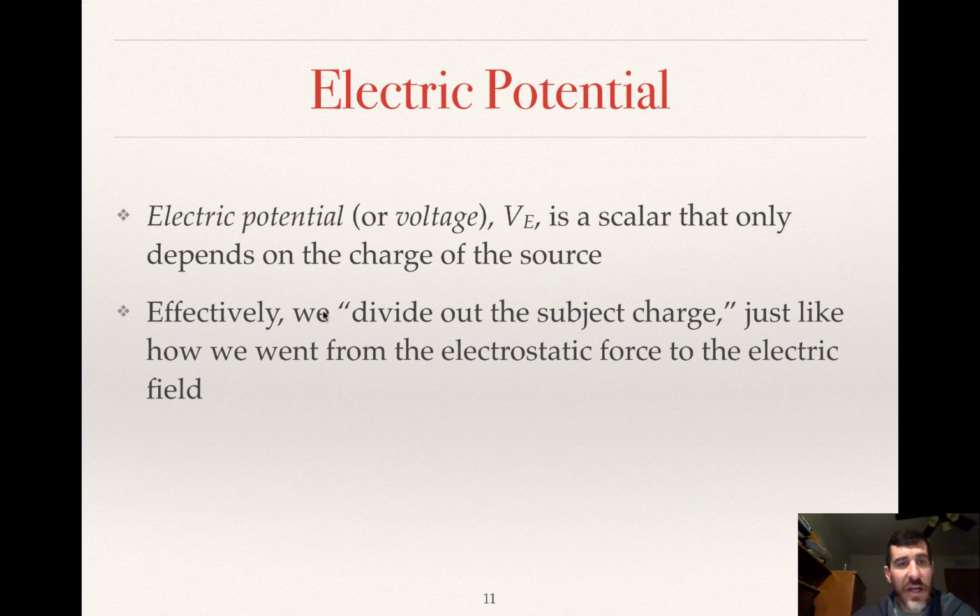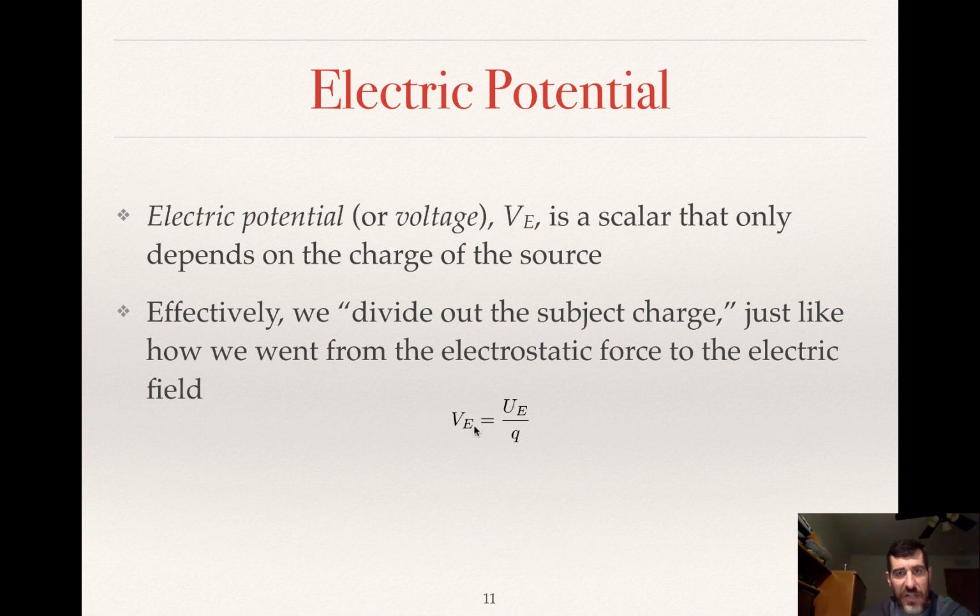So effectively, if you remember, we had the electric force, which was Coulomb's law, k Q1 Q2 over r squared, and we divided out one of those charges to get the electric field. Well, in the last video, we defined the electric potential energy, which also had two charges in it, and effectively we're going to divide out one of those, the subject charge, and we're going to get something that only depends on the charge of the source, and that's the electric potential.